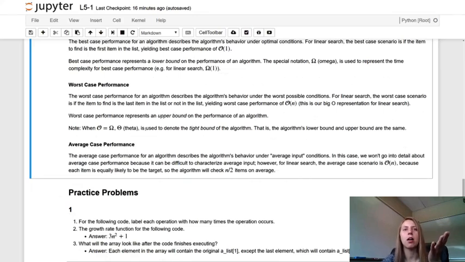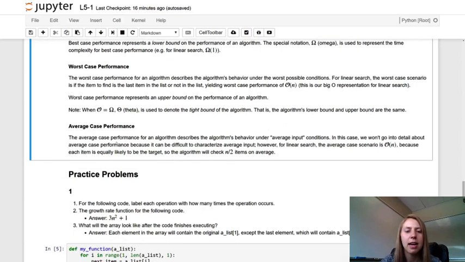So we have omega, our lower bound, and we have big O, our upper bound. So when the big O time complexity for an algorithm is equivalent to the omega time complexity for the algorithm, then we would say that theta is the tight bound of the algorithm, meaning the algorithm's lower bound and upper bound are the same. And then average case performance for an algorithm describes the algorithm's behavior under average input conditions.